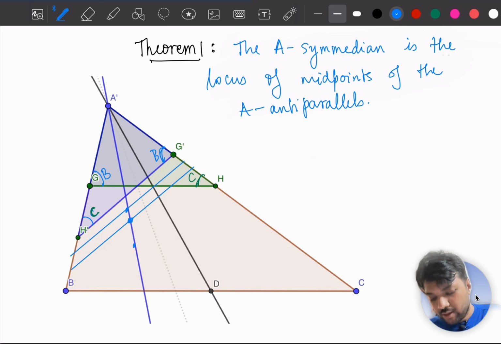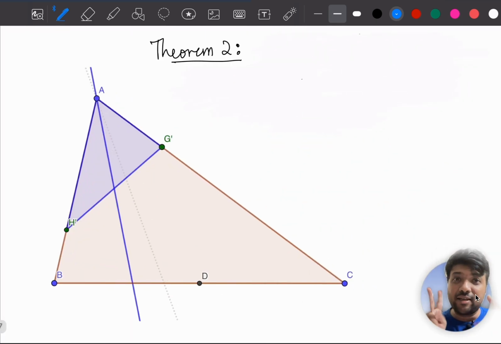All right. Now this particular characterization allows us to give a length or ratio characterization of Symmedians, which is very useful to do computations with length. Okay, so here is theorem 2.